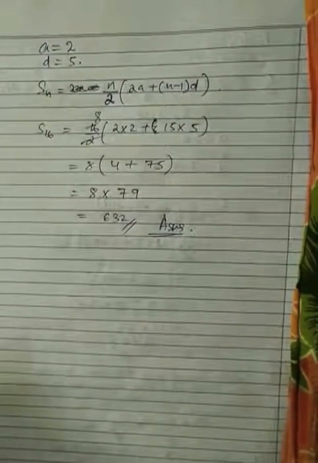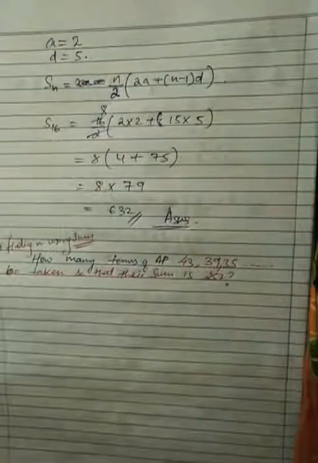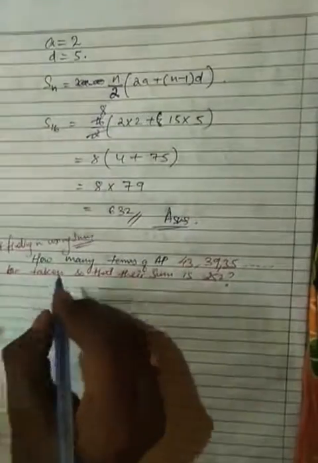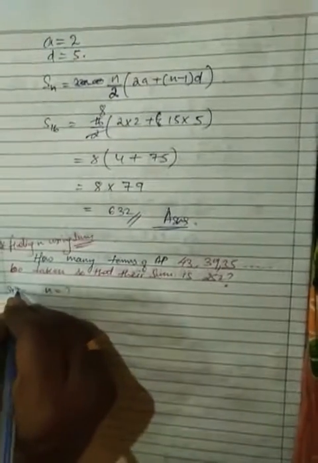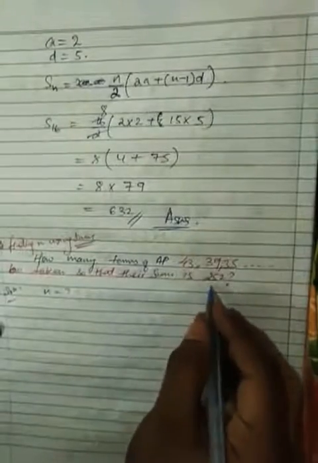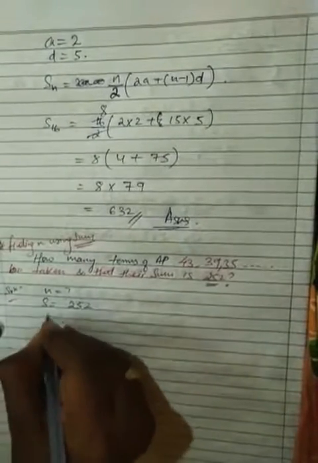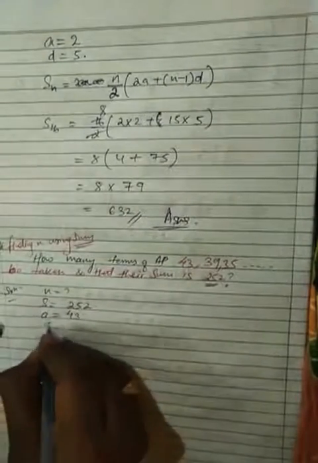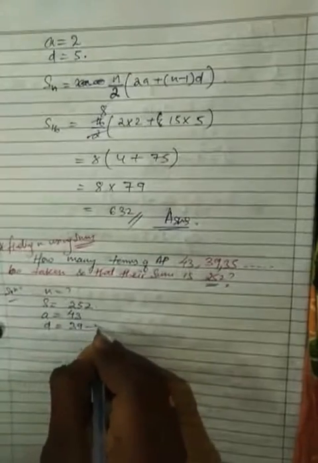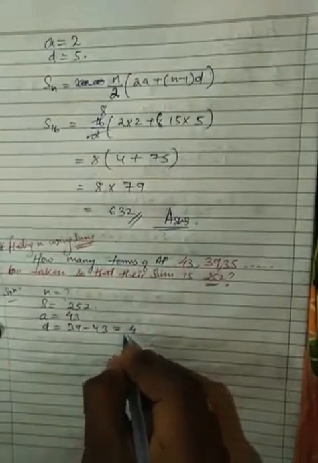Now one more is there: finding n using the sum formula. Now finding your n from the terms. How many terms of the AP, which means you calculate n from here. The sum is given as 252. A is given as 43. Clear? Understood? D we know will be 39 minus 43, which will give you minus 4.